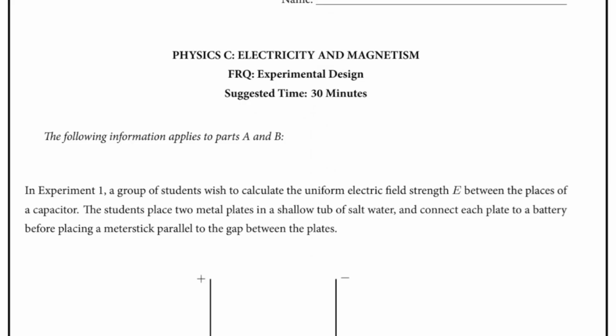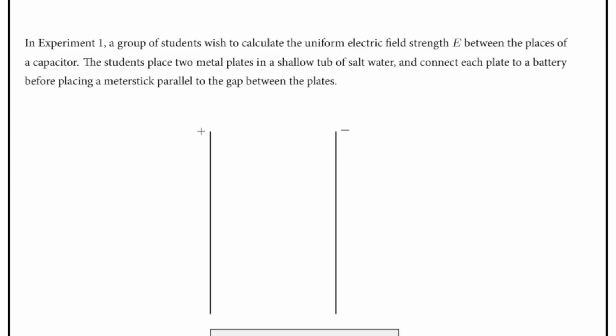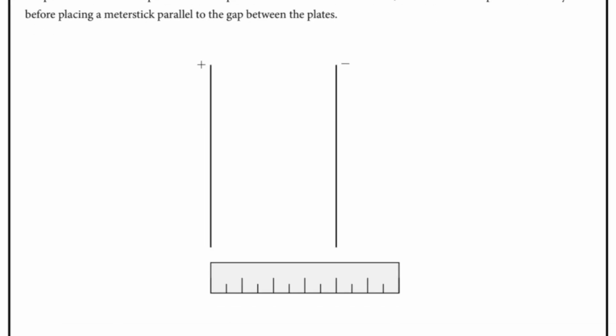All right, now it's lab time. In experiment 1, a group of students wish to calculate the uniform electric field strength E between the plates of a capacitor. The students place 2 metal plates in a shallow tub of salt water and connect each plate to a battery before placing a meter stick parallel to the gap between the plates. So we basically have a nice little coordinate system set up between the plates of a capacitor that's charged. And we would like to find E.